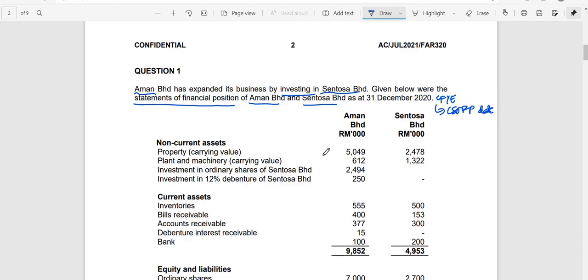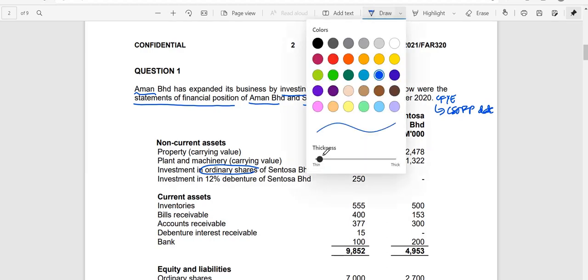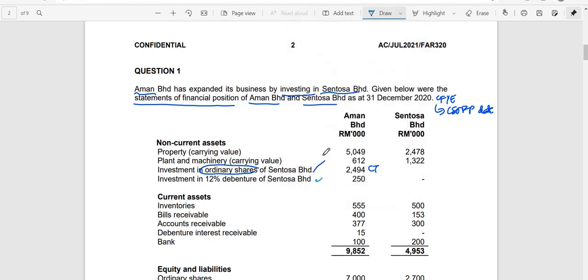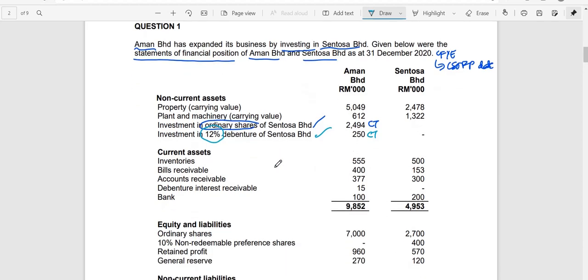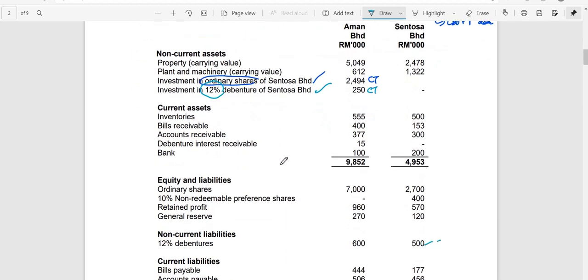Okay, so here is the information on the acquisition. The first one is information on the ordinary shares that you have acquired, and this is the consideration transferred. The second information is on the acquisition of debenture, where you acquire 12% debenture and the consideration transferred is 250,000. And if you look at the bottom here, these are the debentures available in the subsidiary at the carrying amount, and you acquire some portion of it. You will see that later.